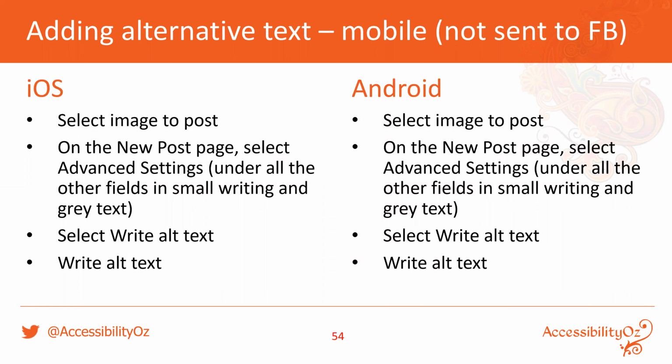text called advanced settings. Now, if you have any kind of vision impairment, you probably can't see it. It's about mid-screen. It's in grey writing on a white background in very small type, but I promise you it's there. So, tap that, then select write alt text, and then write the alt text. But be aware if you have on that page selected share to Facebook or share to any of the other social media networks, the alt text that you have written here will not get shared.